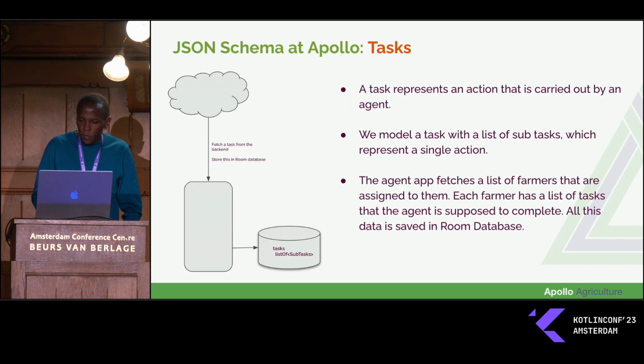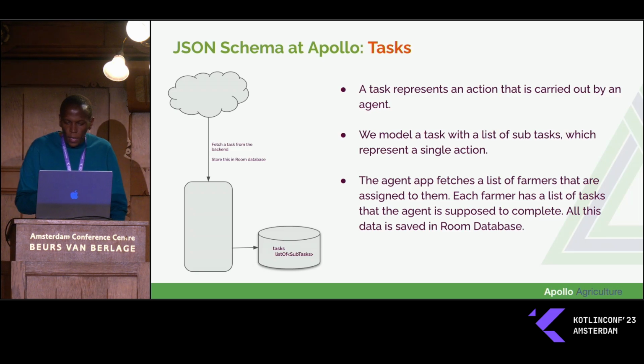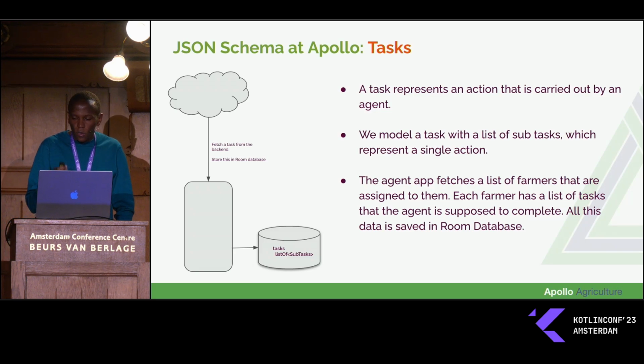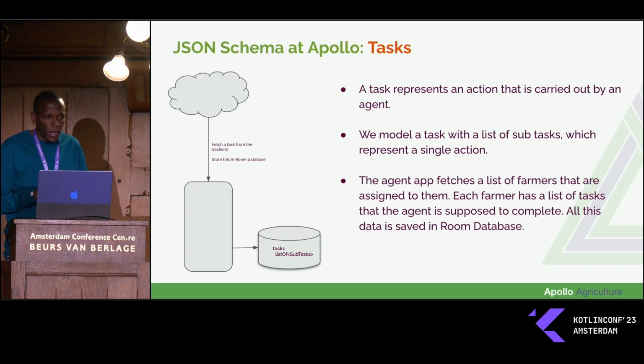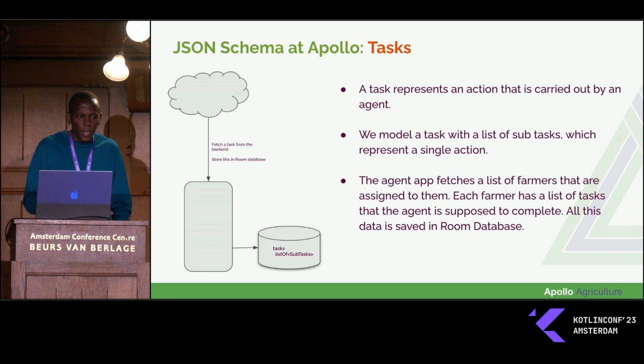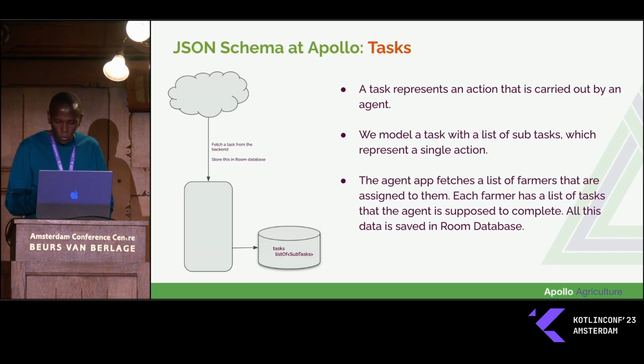Once you have this list of farmers, each farmer has a number of tasks to be completed, depending on which stage of the customer journey we are in. Each task has a list of subtasks, which represent a single unit of work to be done. All this information is saved in a Room database for an offline-first approach, because once we save it, an agent can go offline, do the task, and later sync.